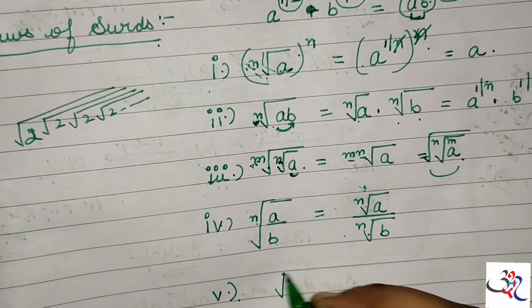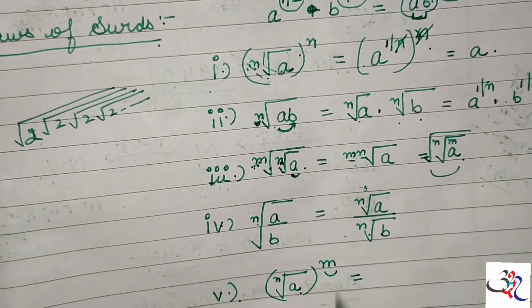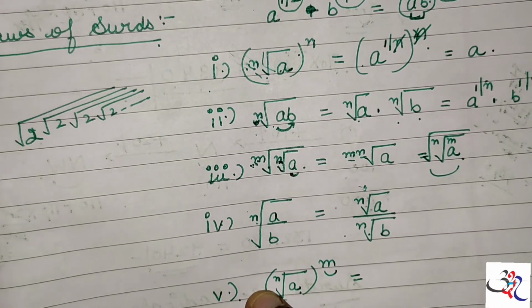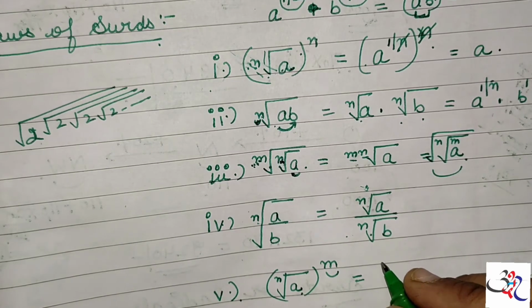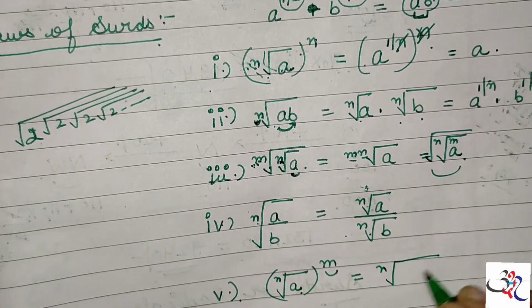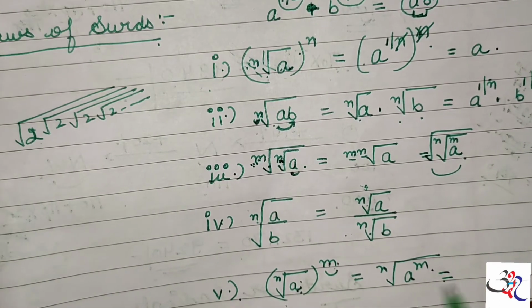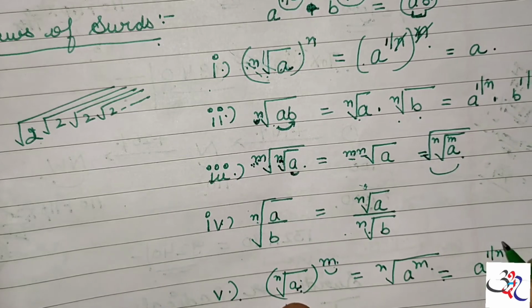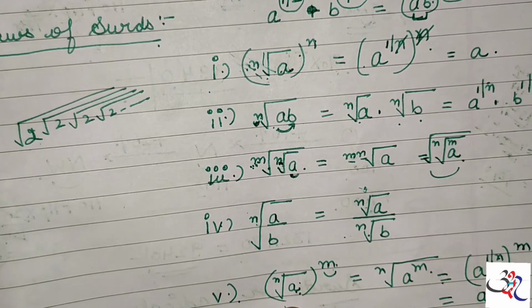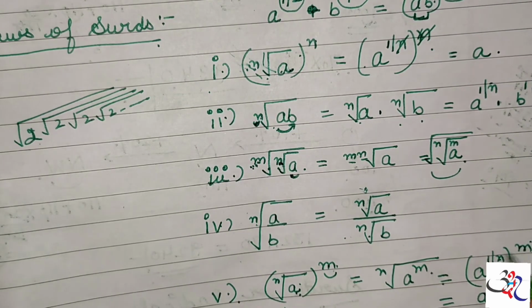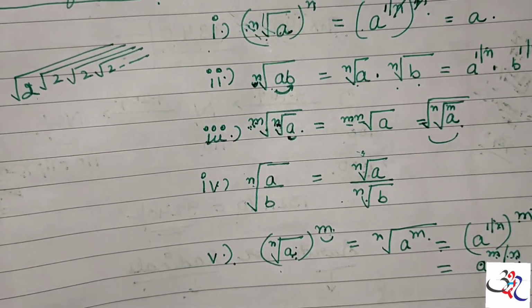Okay, moving to next law is a raised to the power n and then the power m. A's order is n and complete power is m. So I have told you how I can write it down, n under root of a raised to the power m. Also I can write it down like this also, 1 by n raised to the power m. So both the powers will get multiplied, so complete power will become what? Complete power will become m by n. Okay, these are some laws of the surds.